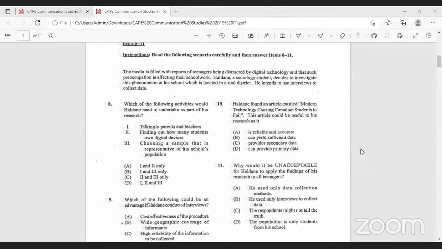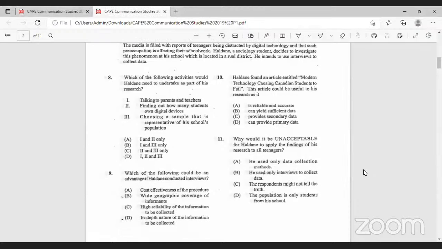So number 9, which of the following could be an advantage if Haldane conducted interviews? Is it A, cost effectiveness of the procedure, B, wide geographic coverage of informants, C, high reliability of the information to be collected, or D, the in-depth nature of the information to be collected? So it would be D. Said B? D, as in D? dog. Okay, and yeah, the answer is D. For 9, the answer is D.